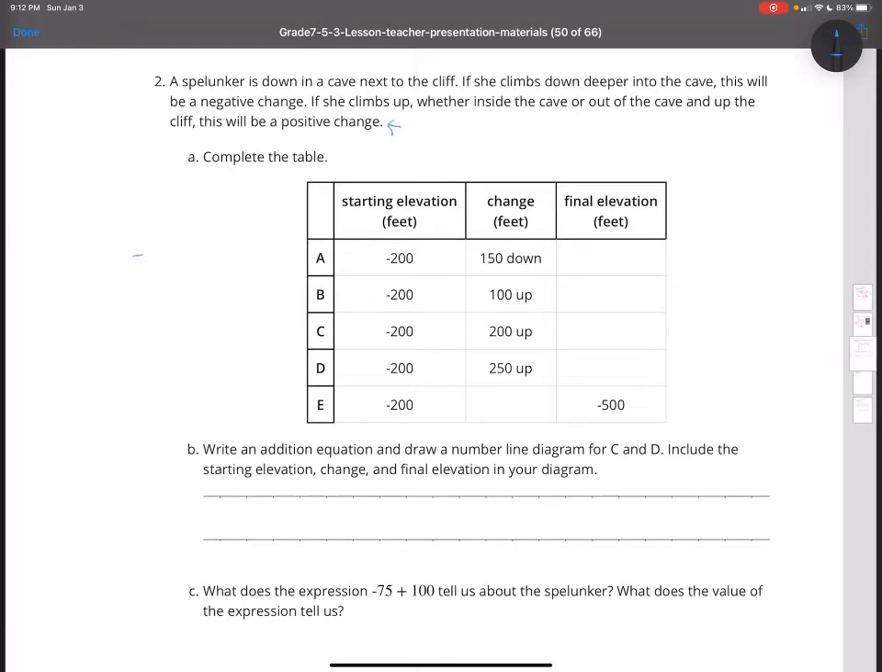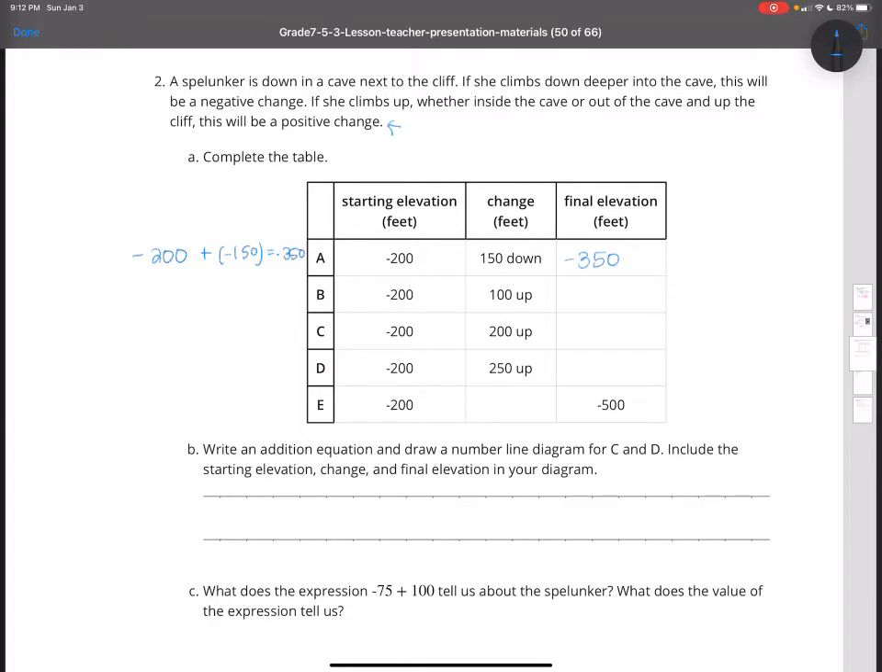Whenever we're adding negative numbers with the same sign, it's just like adding positive numbers. You just want to disregard that negative symbol and add it together. So 200 plus 150 is 350, but wait, both the signs are negative, so therefore it would be a negative 350.